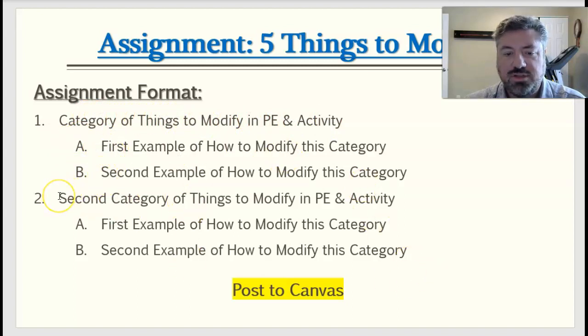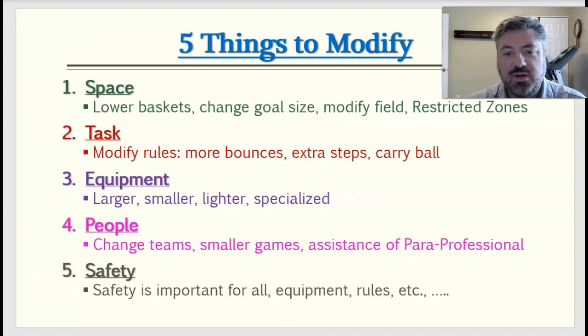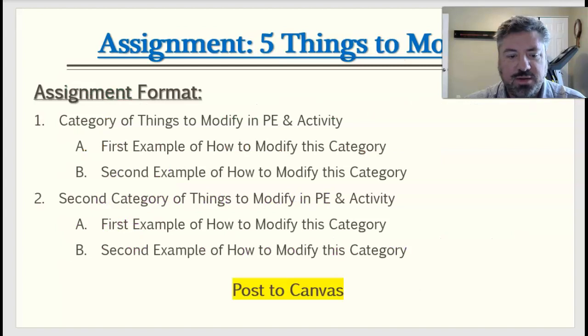And then you'll go down number 2, the second category of things to modify. First example, second example. So you'll go up to number 5. Once again, go back and look at the video to see these 5 things to modify. All right? So you'll post that to Canvas.